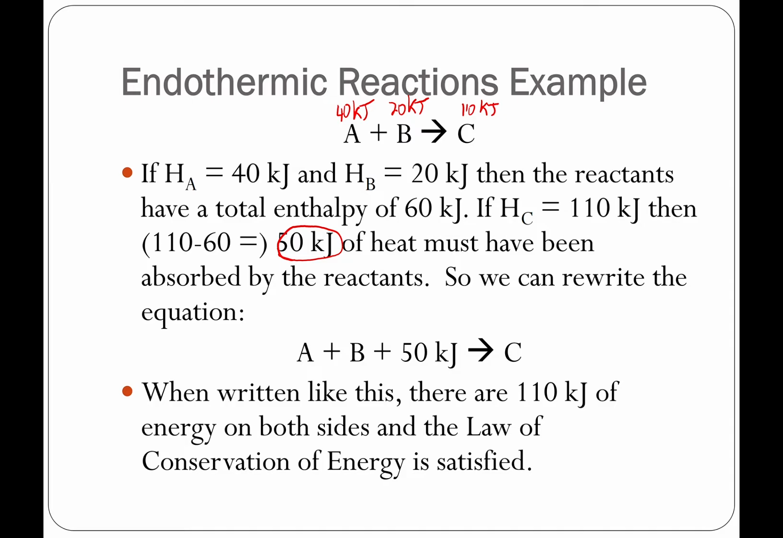So we rewrite the equation to show that addition of heat as a reactant to give us product C. Now if we double check again, we have 40, 20 plus 50 gives us our total of 110, and our law of conservation of energy is satisfied.